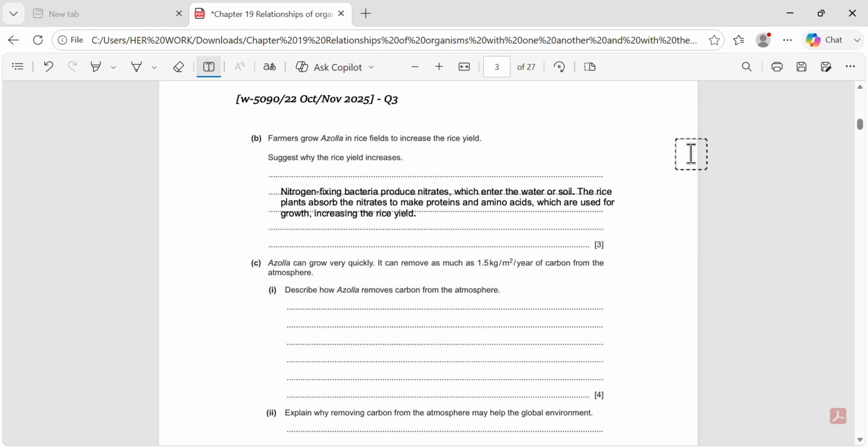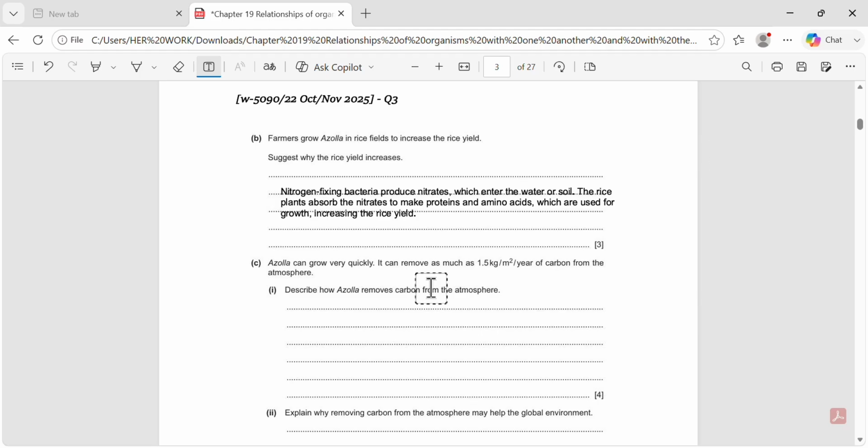This question is testing your understanding of photosynthesis. Carbon dioxide from the atmosphere enters the azolla leaves through the stomata by diffusion. During photosynthesis, this carbon dioxide combines with water to produce glucose. Some of the glucose is then converted and stored as starch, so the carbon becomes stored within the plant.